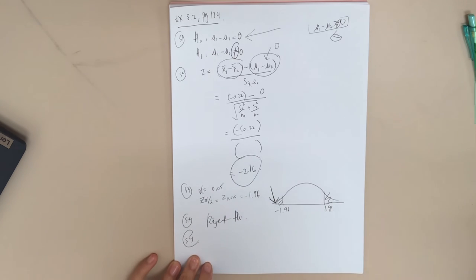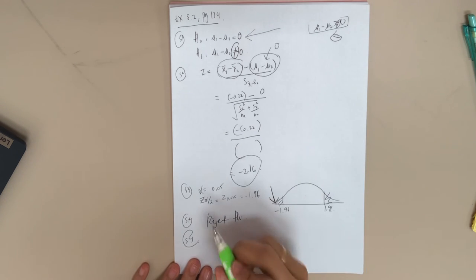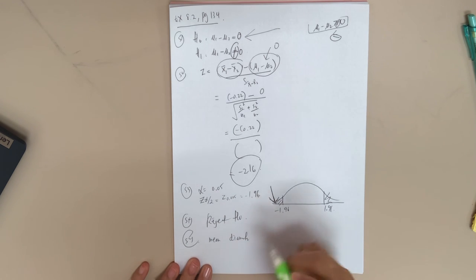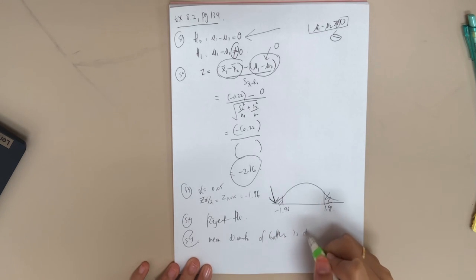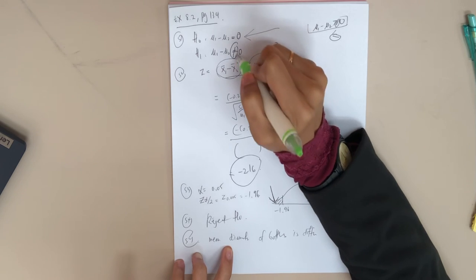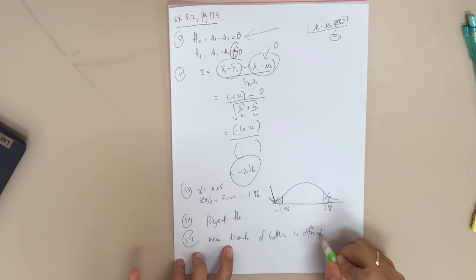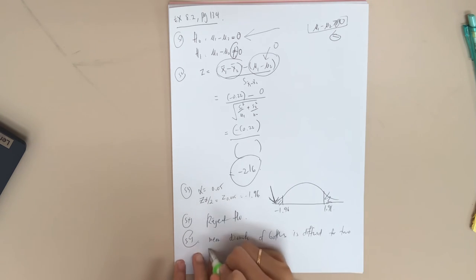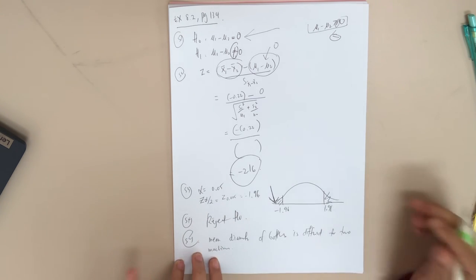Since we reject H0, we then need to conclude, because the question asks whether you can conclude that the means are different or not. We conclude that the mean diameter of bottles is different, because H0 is equal and we reject it, so we choose H1, which is different, for the two machines. Okay, class.